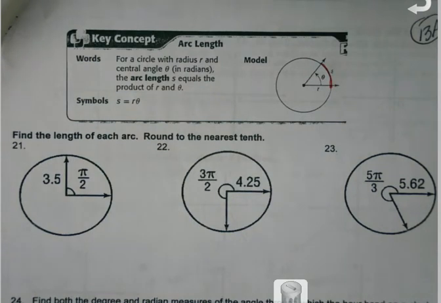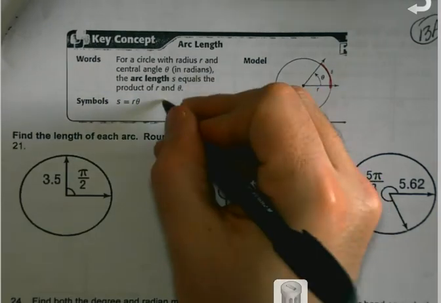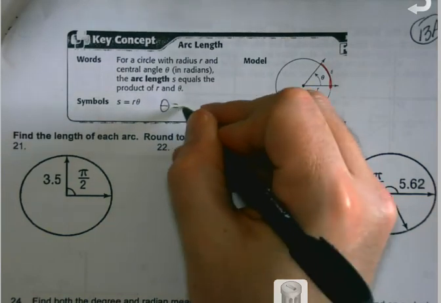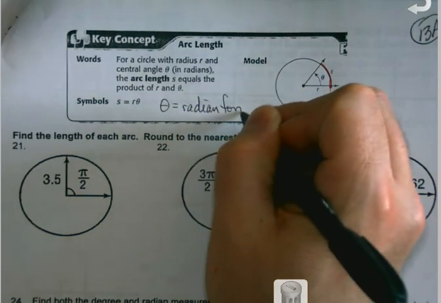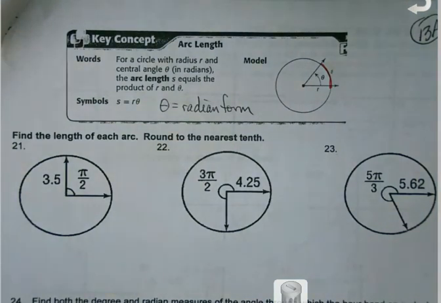So to do this, you multiply the radius times the angle measure. Note, the angle measure always must be in radian form. If they give it to you in degrees, you need to turn it into radians, then you can use it in the formula. Because if you try to use degrees, it's not going to work.